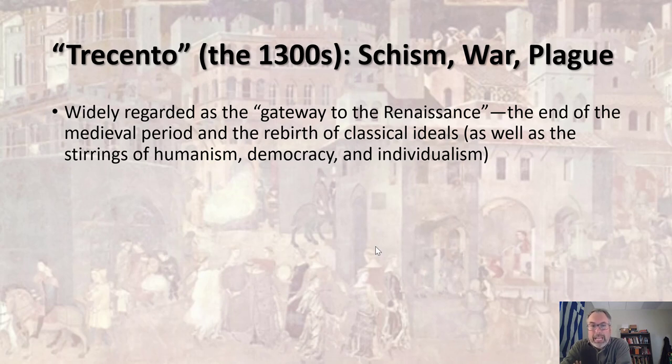You have this rebirth of classical Greek and Roman ideals, philosophy and art and literature, language, as well as these stirrings of humanism, democracy, and individualism. Sometimes I think we associate, I think too quickly, these ideals of democracy as born in things like the American and French Revolution. Not really. I mean, this goes back centuries. In many ways, the American and French Revolution are building upon some of these revolutionary ideas that are coming out in these last gasps of the medieval period.